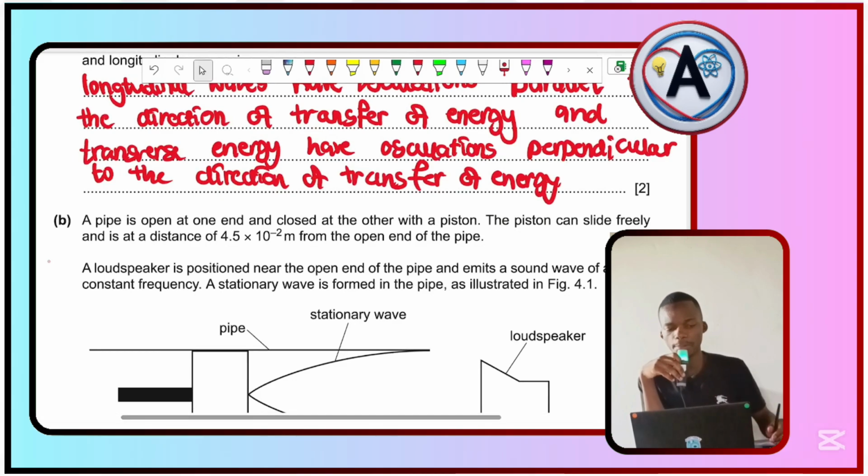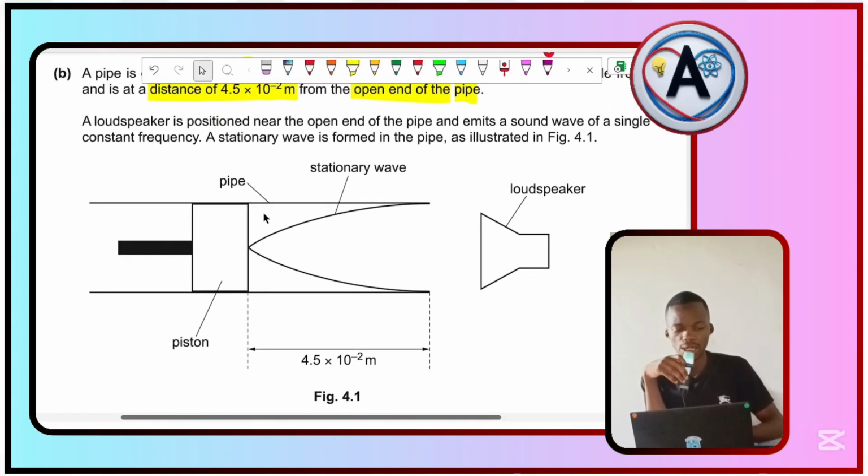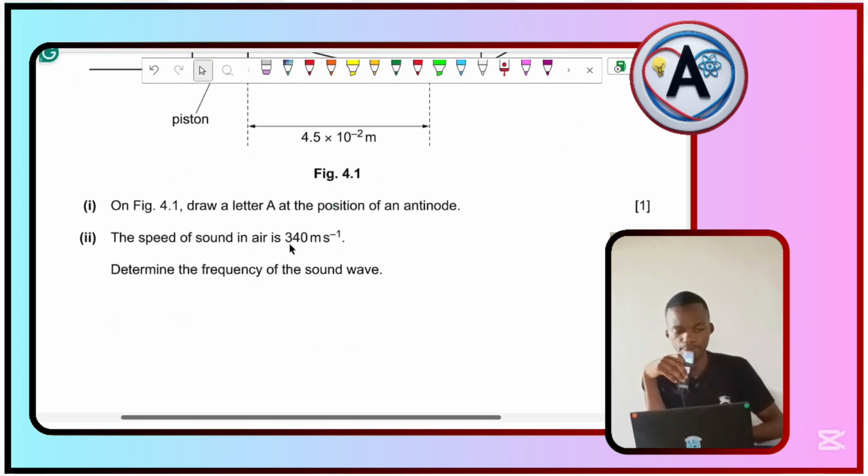Okay, we're given a pipe that is open at one end, closed at the other, with a piston. The piston can slide freely and is at a distance from the open end of the pipe. A loudspeaker is positioned near the open end of the pipe and it emits a sound wave of a single constant frequency. A stationary wave is therefore formed in the pipe as illustrated below.